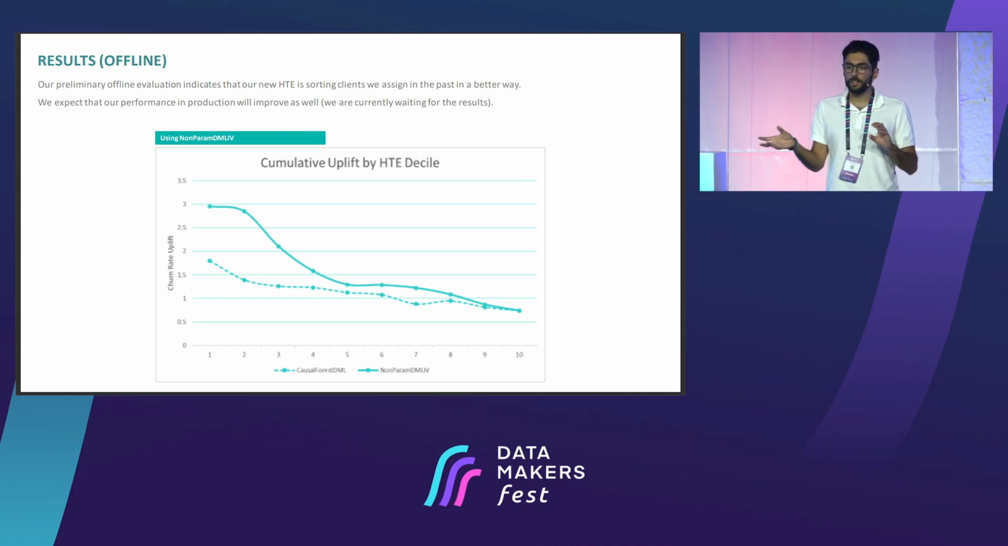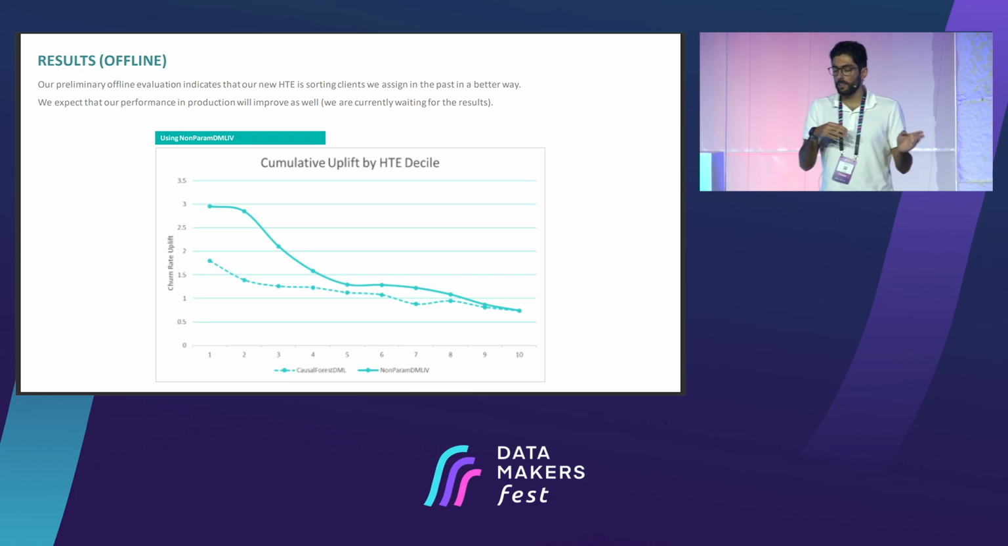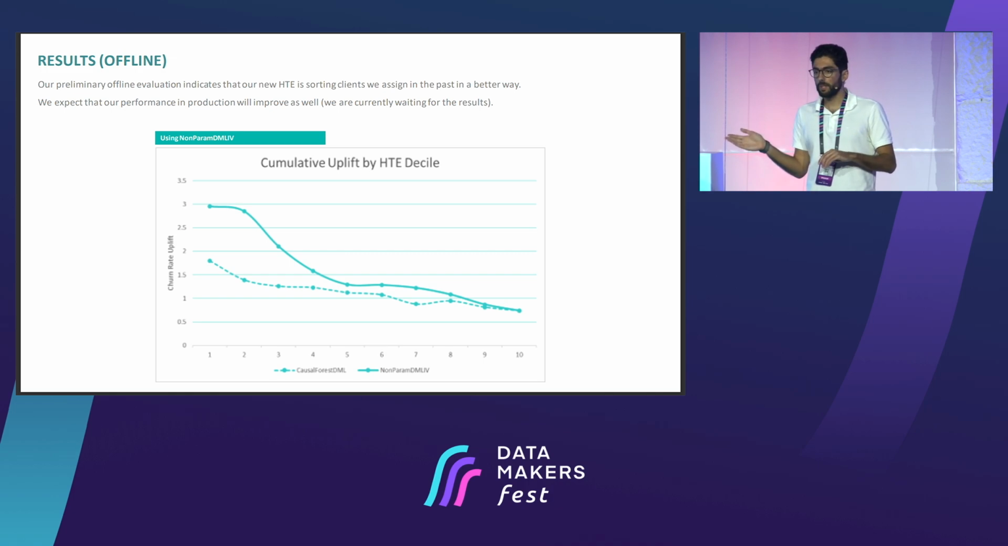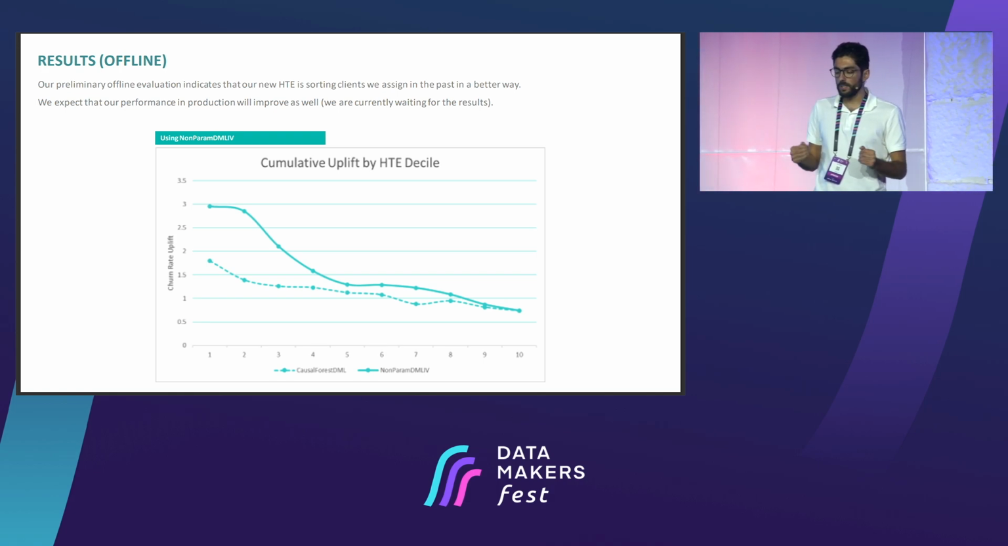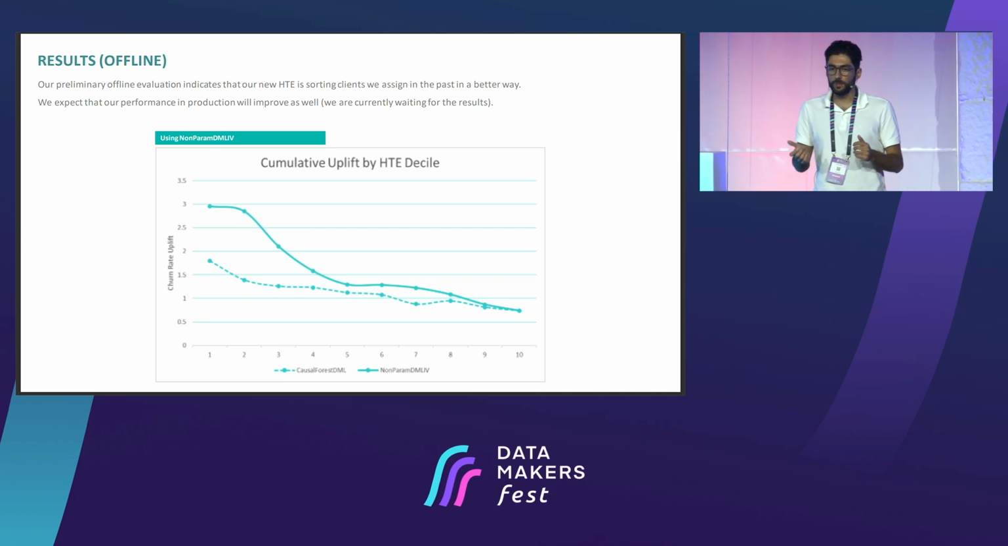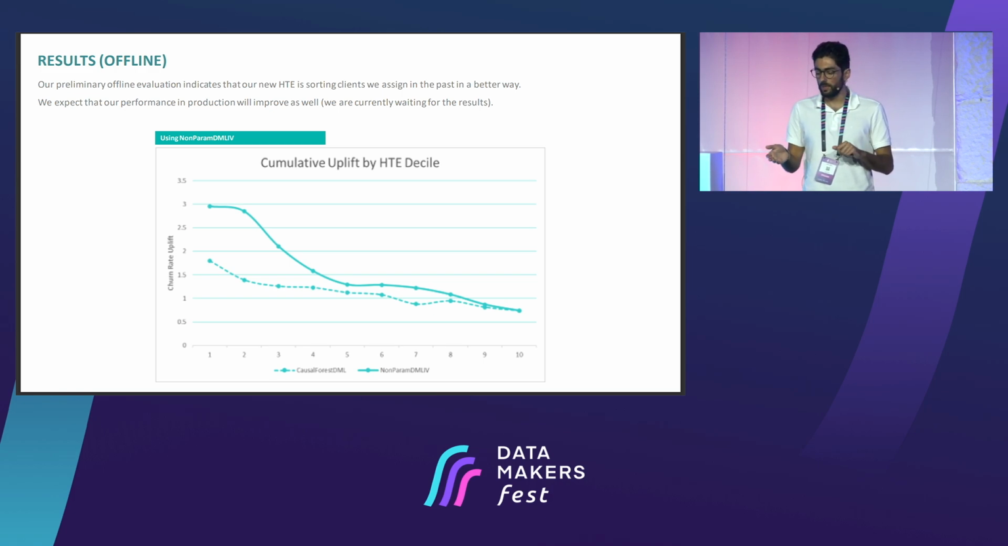So we have a list of clients that were assigned to treatment and control in the past. Because we cannot change the past, we cannot say, okay, in the past we called Gabriel, we cannot change what had happened if we had called João. So what we could do is have a model that sorts the clients that we picked in the past in a better way. And this is what we evaluate here.